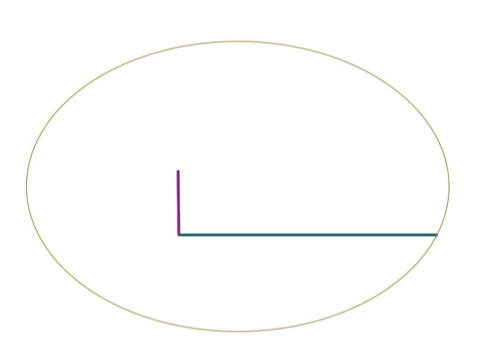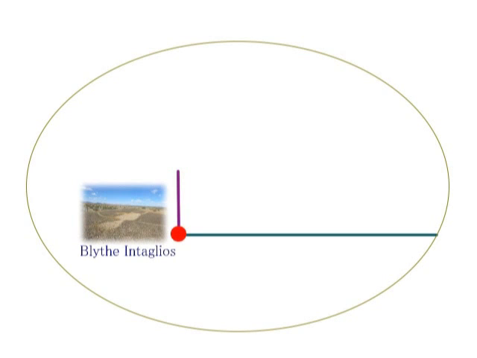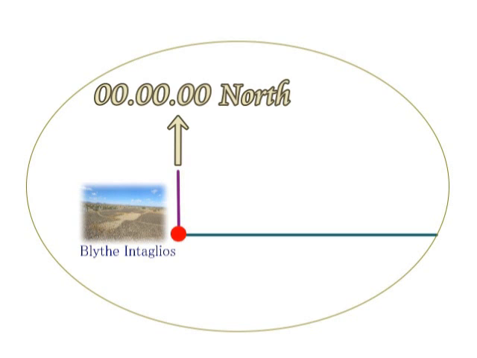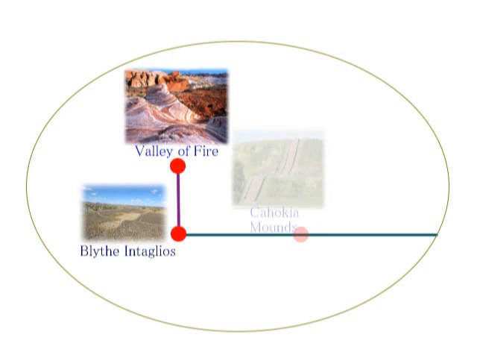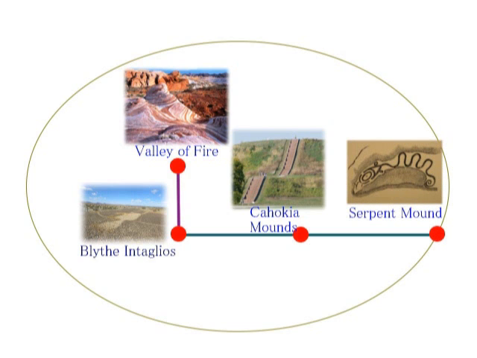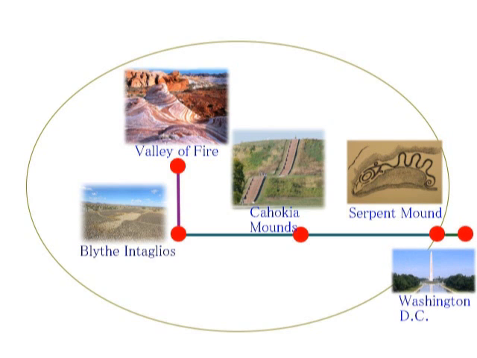Anyway, this red line on your left side is a line between Blythe Intaglios and Valley of Fire. And from Valley of Fire to Cahokia Mound and to Serpent Mound, these 3 points or places are exactly on the same line. On the extension line, you see Washington, D.C. with a small error.